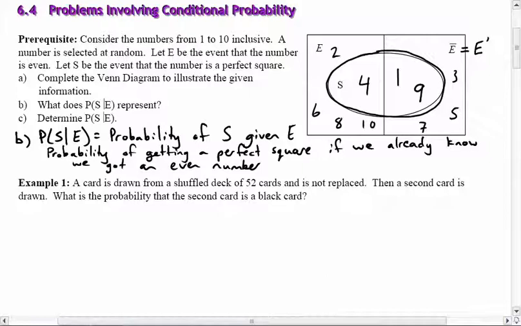It's 1 in 5. Yeah, there's one perfect square out of the 5 possibilities of even numbers. So that conditional probability means we're only looking at the even side of the box. So the chance is 1 in 5: one perfect square out of 5 even numbers.